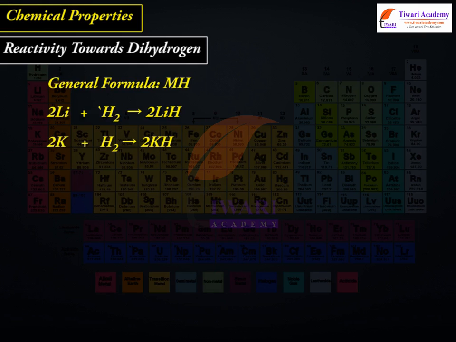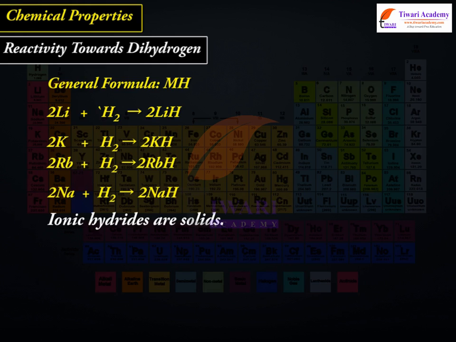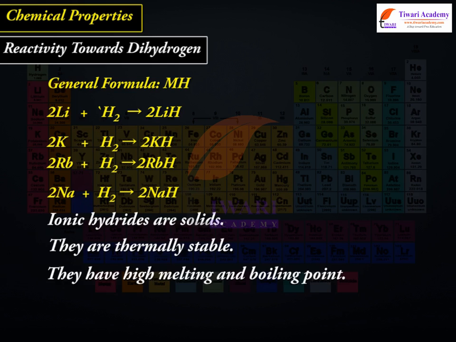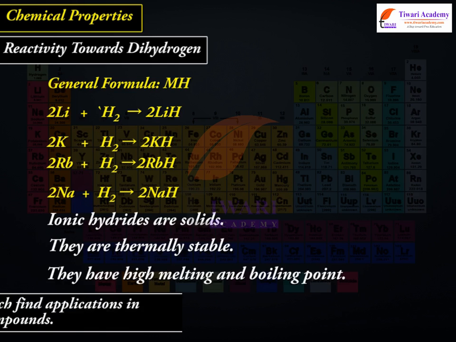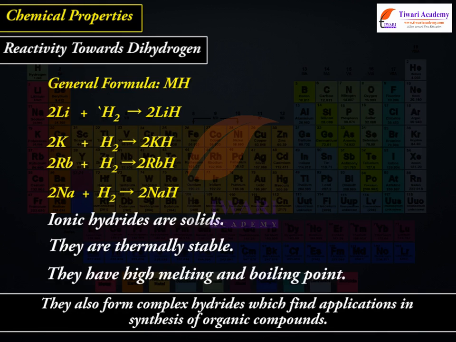2K + H2 give 2KH. 2Rb + H2 give 2RbH. 2Na + H2 give 2NaH. Ionic hydrides are solids. They are thermally stable. They have high melting and boiling points. They also form complex hydrides which find applications in synthesis of organic compounds.